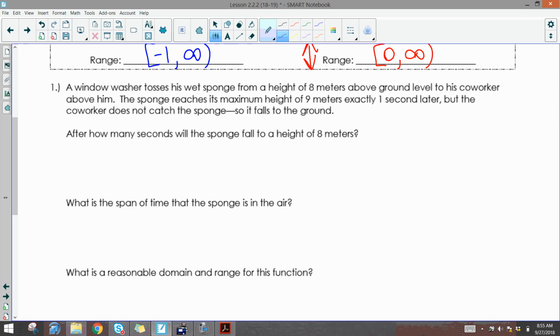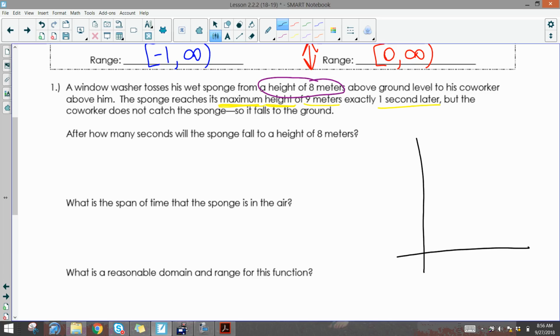All right, you guys, don't care about any of the questions right now. Let's draw a picture and get an idea of what's going on. So we have a window washer who tosses a wet sponge from a height of 8 meters above ground to his coworker above him. It reaches a maximum height of 9 meters 1 second later. Hopefully you're thinking vertex, but then it falls to the ground.